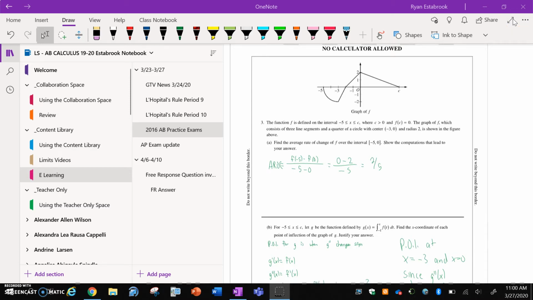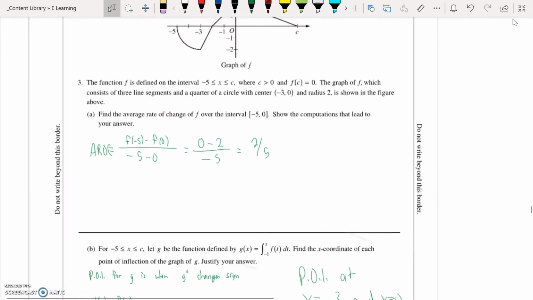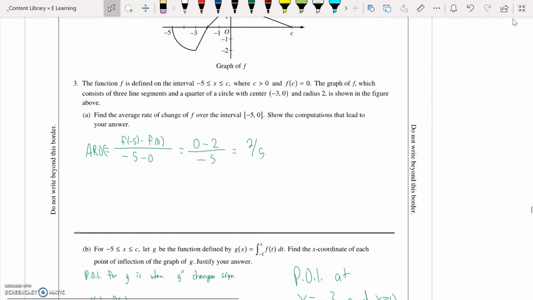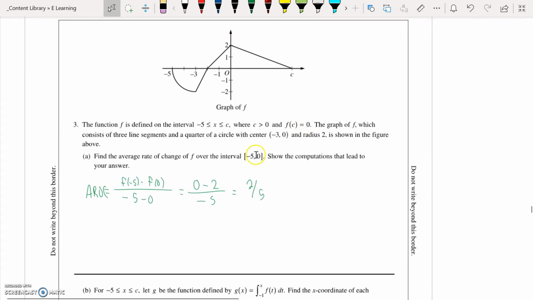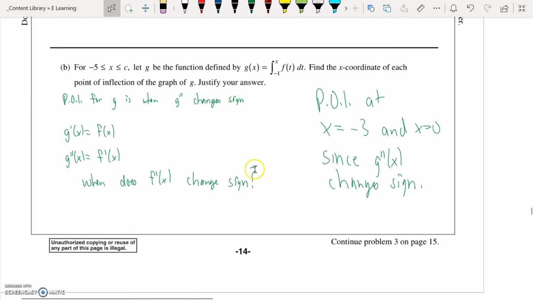All right, this question is from the 2016 AB practice exam, and this is pre-response question number 3. Part A asks for the average rate of change on the interval from -5 to 0. Since we're looking for AROC, it is just the slope of the secant line. So f of -5 minus f of 0 divided by -5 minus 0. In other words, we're finding the slope of this secant line for the average rate of change, and that comes out to 2/5.